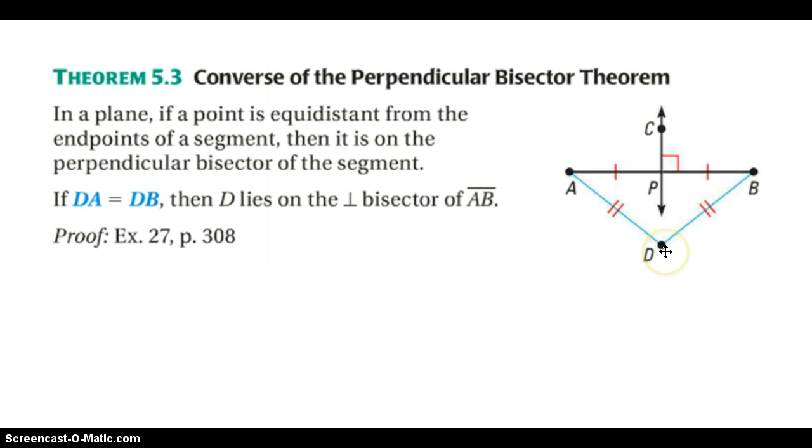So here we have D. If we know D is the same distance from A as it is to B, so the blue lines here have equal lengths, then we know that D is actually on this perpendicular bisector. So this line that you see intersecting segment AB is actually going to pass through D. That's what that converse is saying.